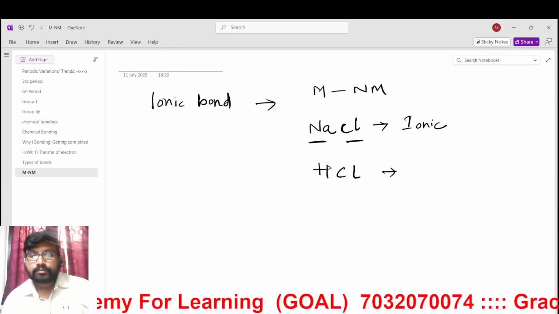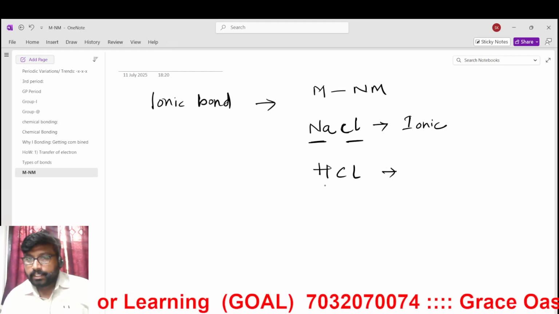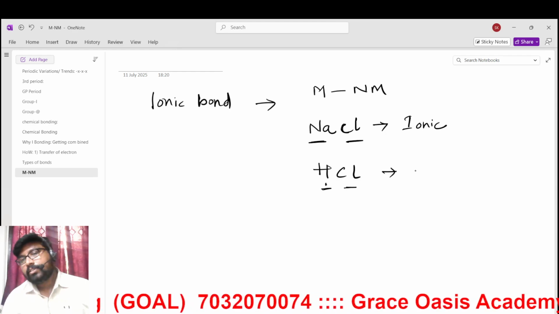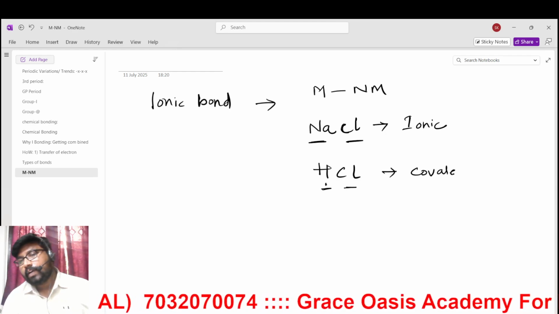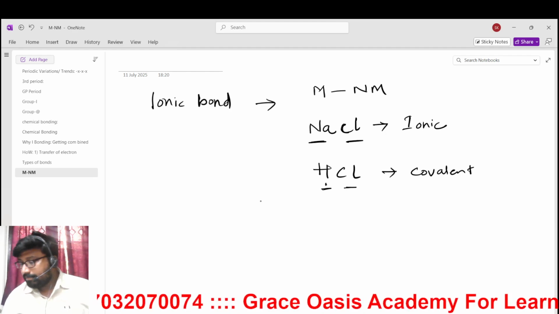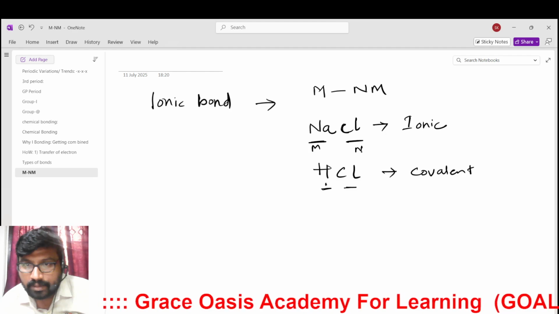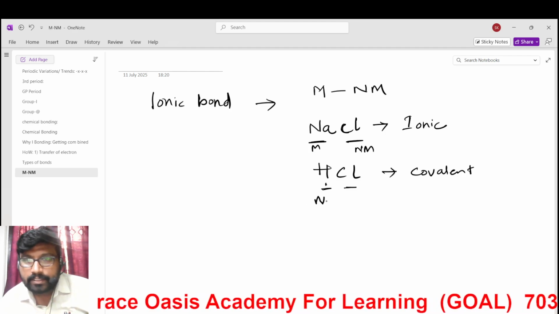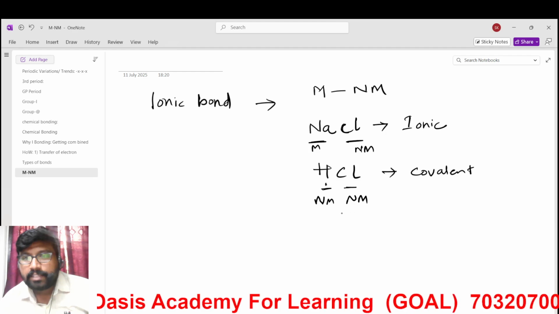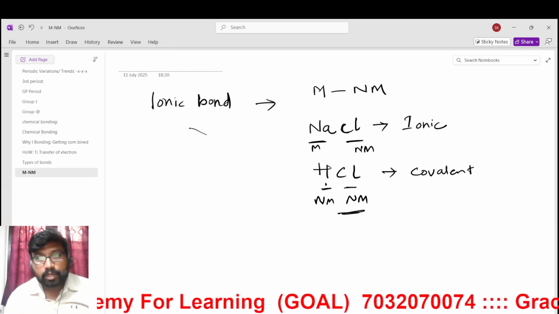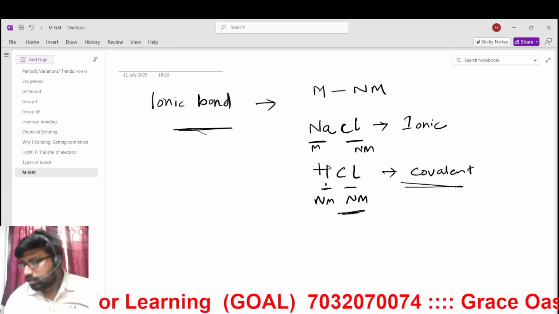HCl, right? Here hydrogen, chlorine. Both of them are non-metals. So you can easily say that they are covalent. First you need to understand whether it is a metal or non-metal. So it is non-metal, non-metal. Then easily you can say what kind of bond it is forming. Right? Ionic bond. Okay. This is covalent bond.